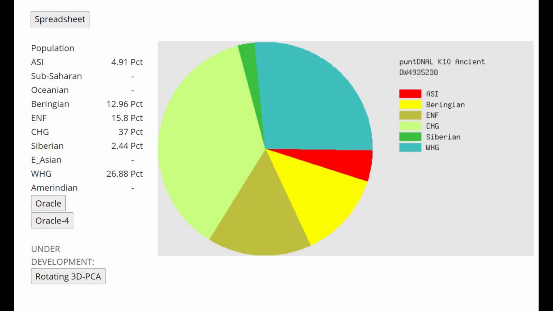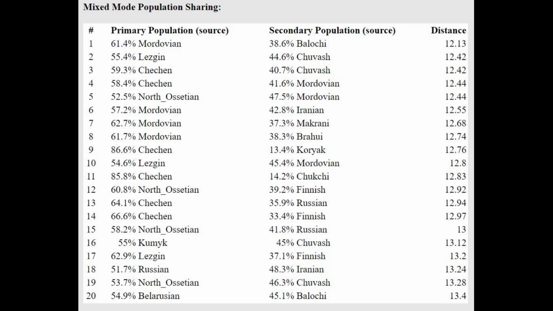And with PanDNA LK10, he is scoring 16% ENF, which is kind of interesting, and 13% Beringian. So Beringian is kind of this East Asian component that he's got. He does have some East Asian admixture too.